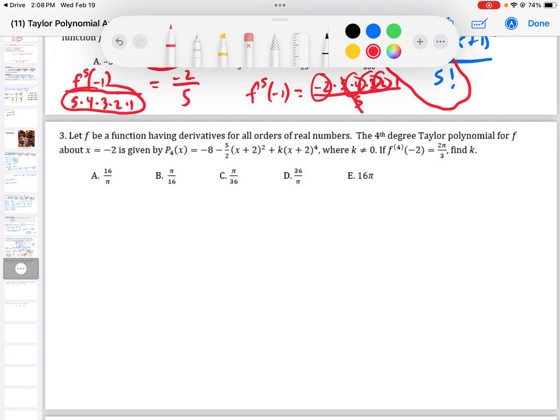All right, number 3. Let f be a function having derivatives of all orders for all real numbers. Okay, whatever that means. The fourth degree Taylor polynomial for f around x equals -2 is given by that, where k is not 0. If the fourth derivative evaluated at -2 is 2 pi over 3, find k. All right, so we have to remember k is equal to the fourth derivative evaluated at -2 over 4 factorial.